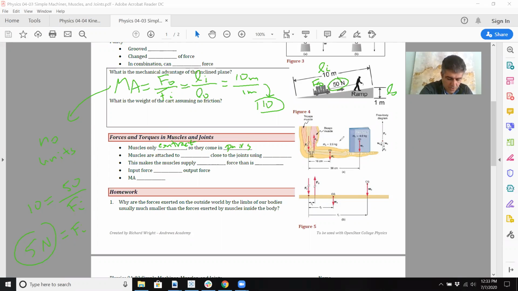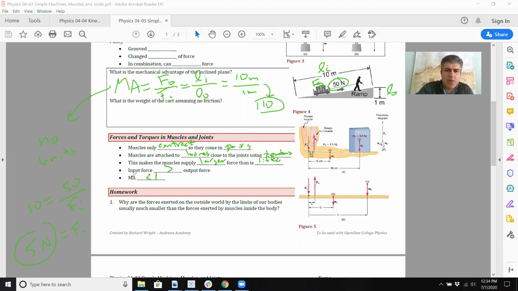Muscles are also attached to bones close to the joints using tendons. This makes the muscle force larger than the weight that is lifted. In this case, input force is actually greater than the output force. Your mechanical advantage will be less than 1. That's how muscles work.